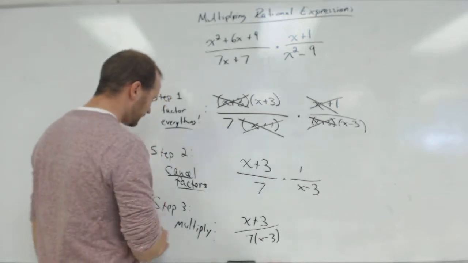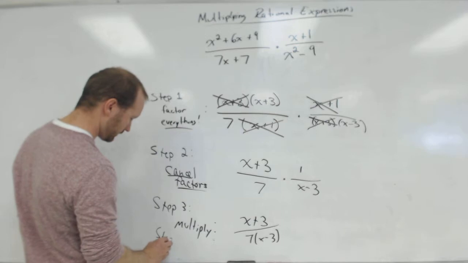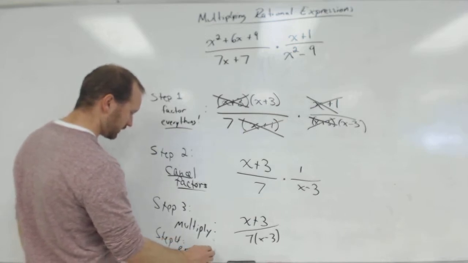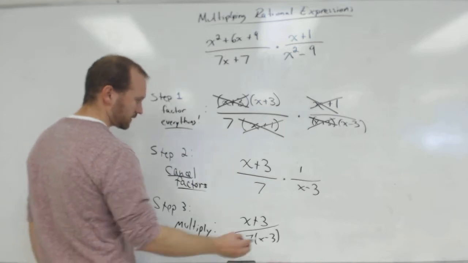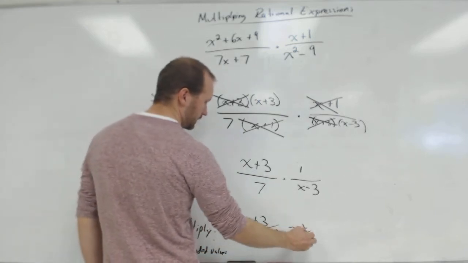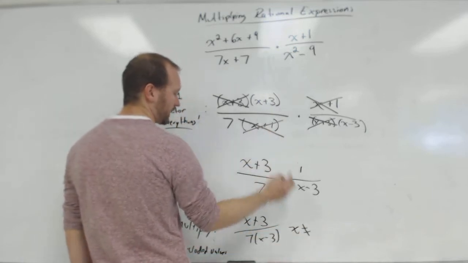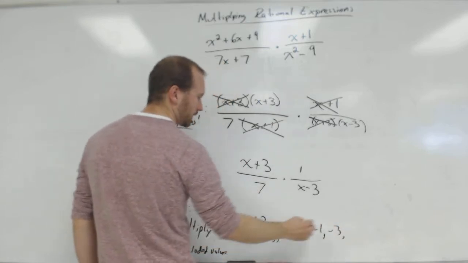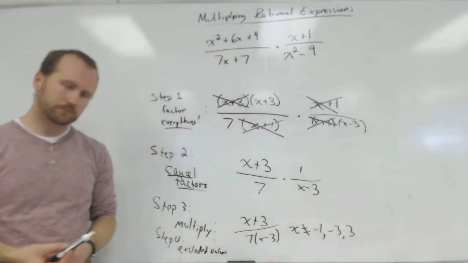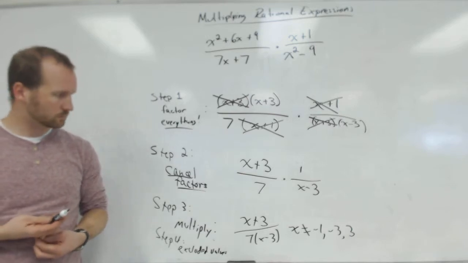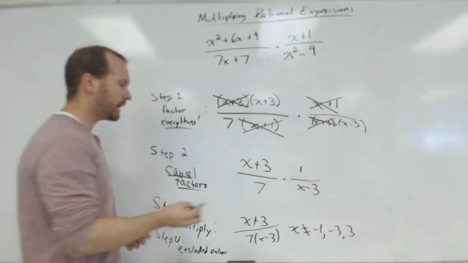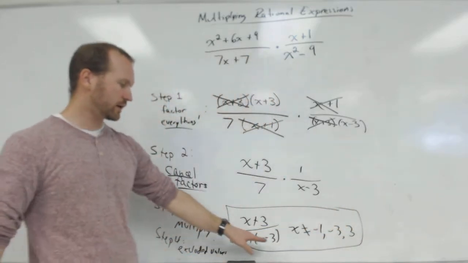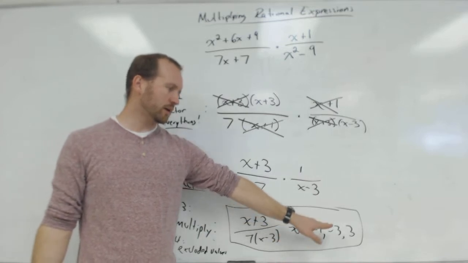Okay. And then step 4 is excluded values, right? So what are my excluded values? Negative 1. Okay, so negative 1 from this factor, negative 3 from this factor, and 3 from this factor. So my answer is x plus 3 over 7 times x minus 3. X cannot equal negative 1, negative 3, or 3.